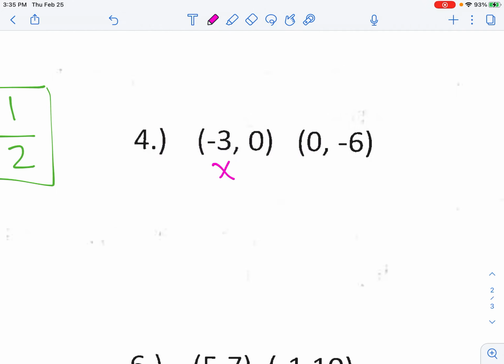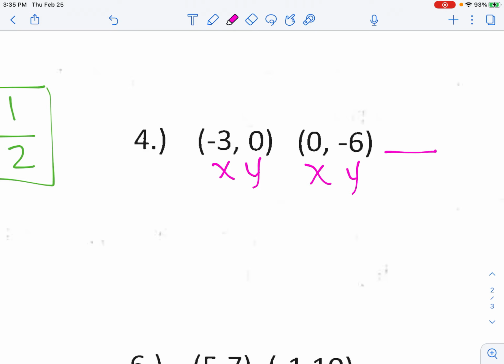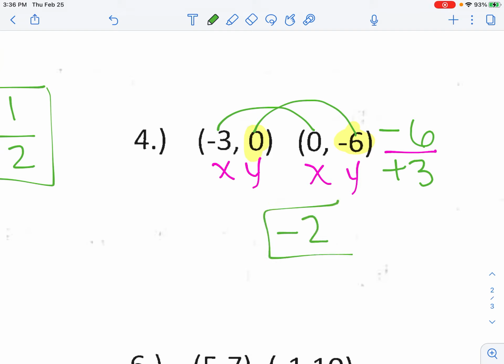First thing you need to realize is the order of your coordinates always goes x, y. We always find the change in y first. So I'm focusing on 0 and -6 first. The change in y from 0 to -6 is a change of -6. The change from -3 to 0 is +3. We know that negative divided by positive is negative, and 6 divided by 3 is 2. So the slope of your line would be -2 on that one.